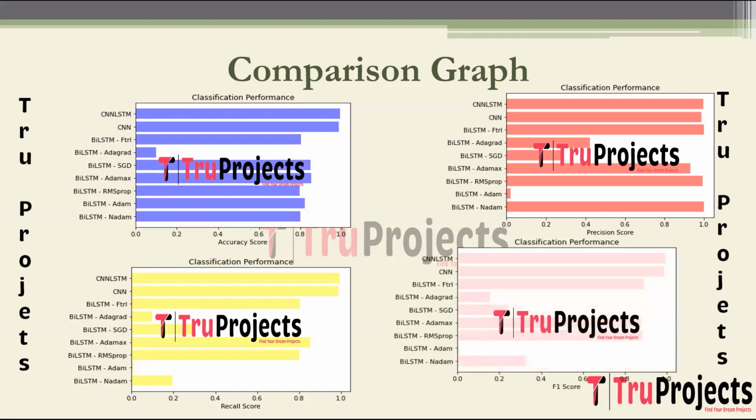This is the F1 score comparison graph. It is the harmonic mean of precision and recall, providing a balanced assessment of a model's performance. It is particularly useful when there is an uneven class distribution. The algorithm which performs well among all these metrics will be used for final prediction.